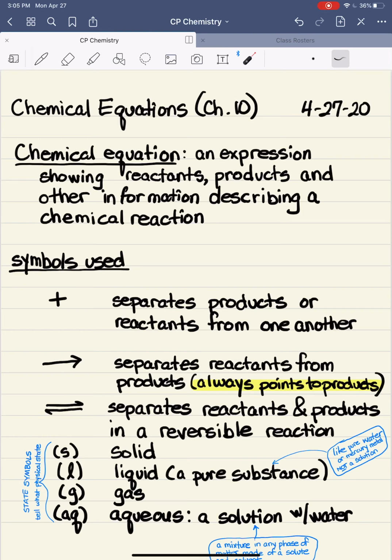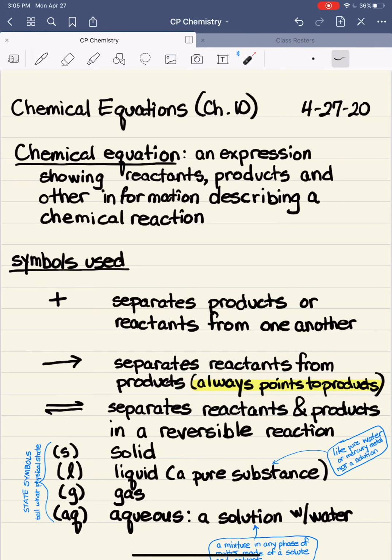To separate individual products or reactants from one another, we use the plus sign. To separate reactants from products, we use the single-headed arrow. Now, in general, this arrow is pointing to the right, but it doesn't have to. It always points to the products, however.